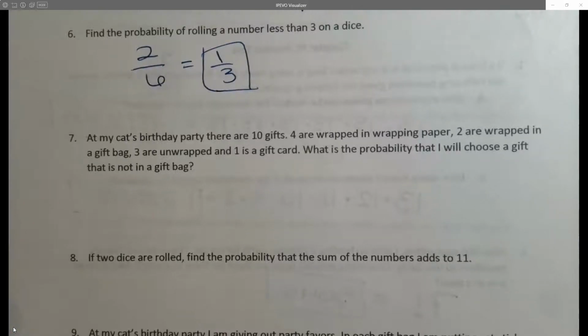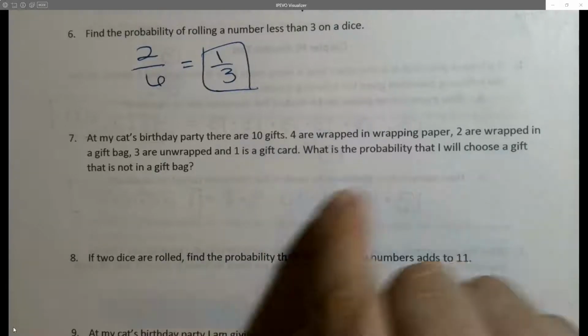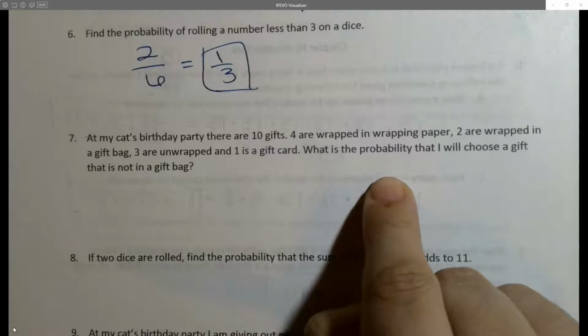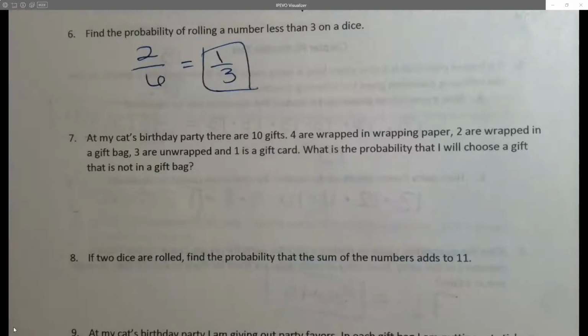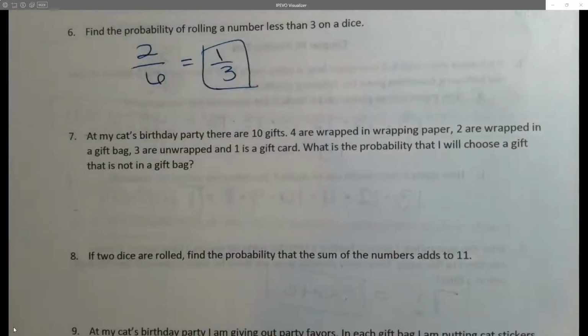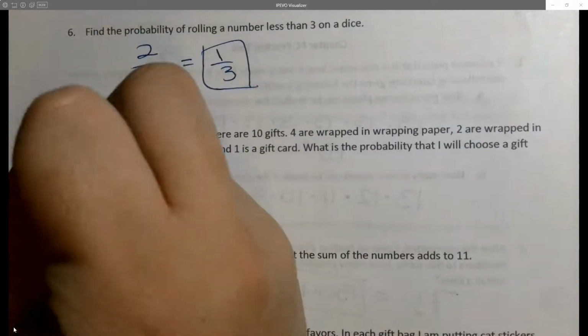Next problem is going back to my cat's birthday party. There are 10 gifts, 4 wrapped in wrapping paper, 2 are wrapped in a gift bag, 3 are unwrapped, and 1 is a gift card. What is the probability I will choose a gift that is not in the gift bag? So I can either add up all of the non-gift bag numbers, or I can subtract from 10. I am going to subtract from 10.